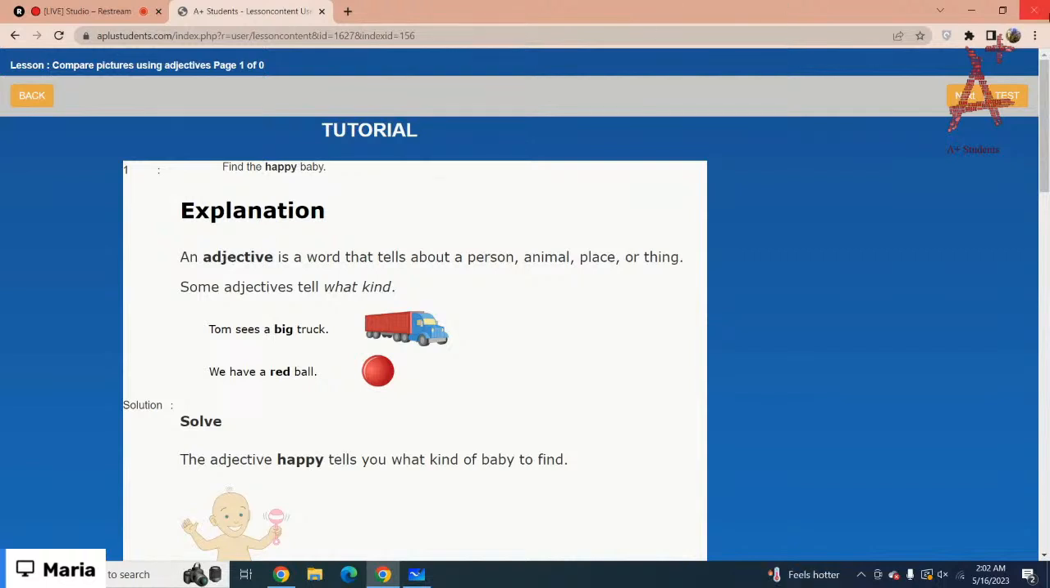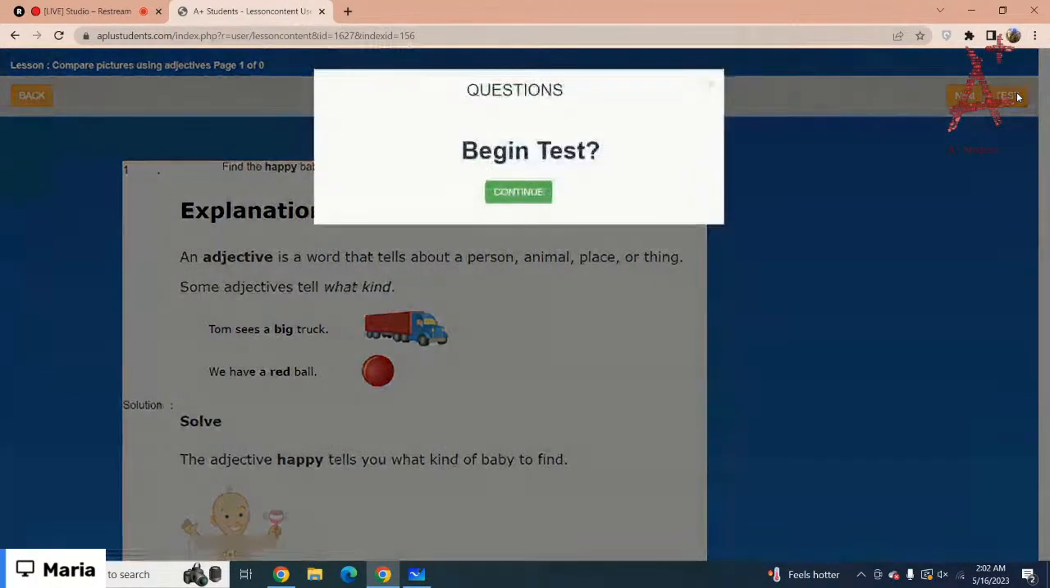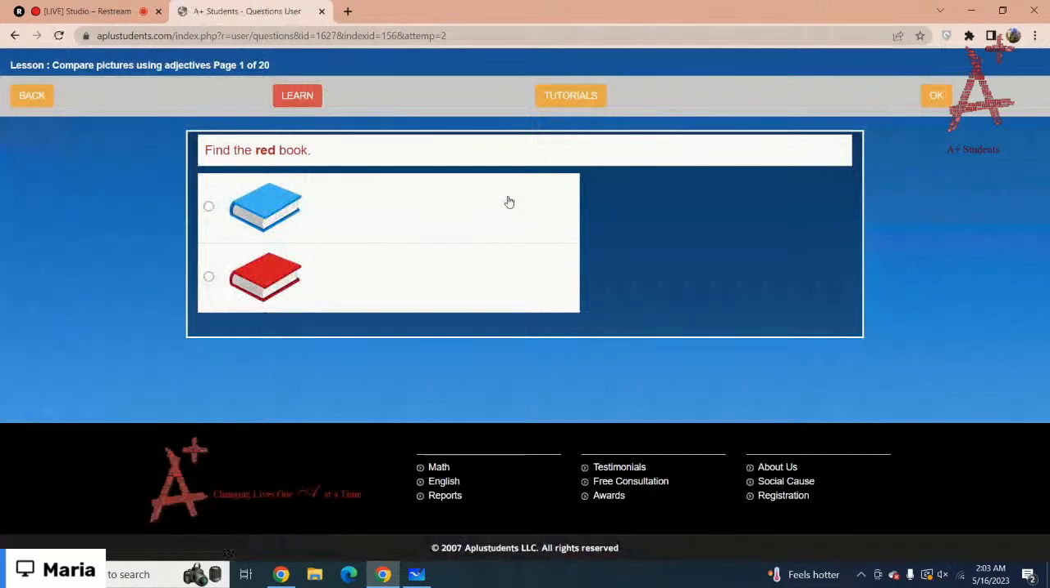Let's just start with the test questions. Okay, find the red book. You have to find the book that is red. So, which one is red? You have to compare using pictures. So, you are given two pictures. You need to find the one that is red. So, that would be the second one. Got it? The book that is colored red.